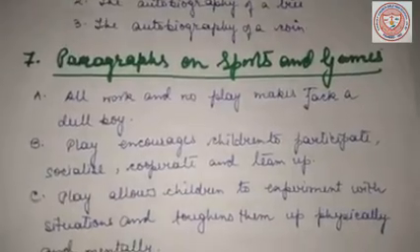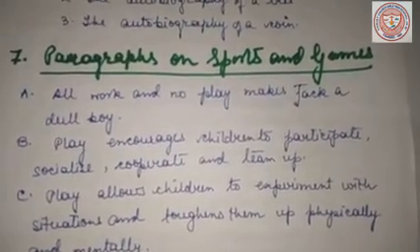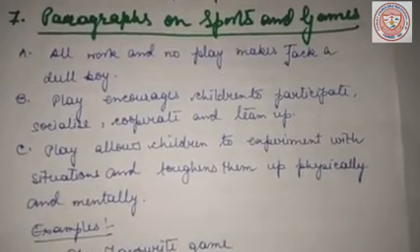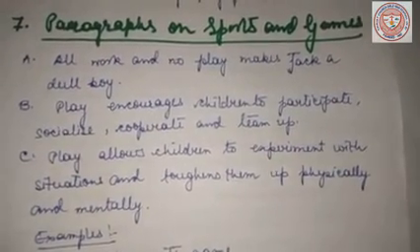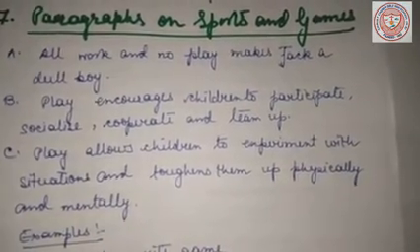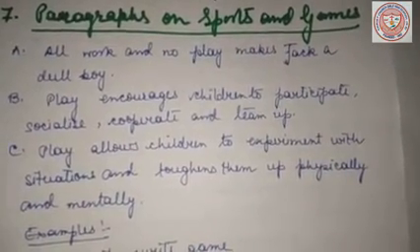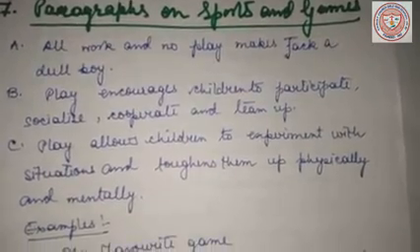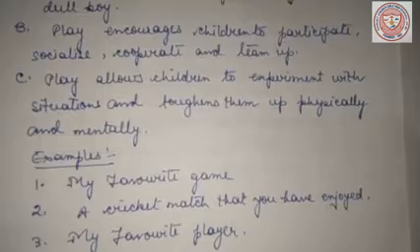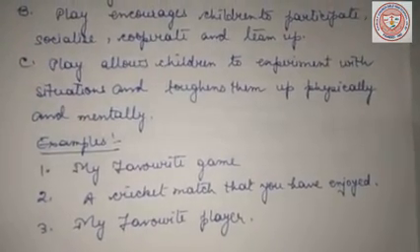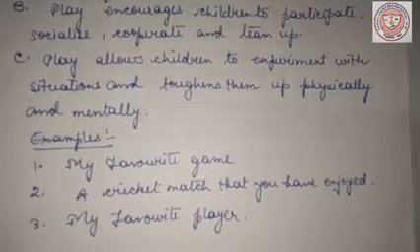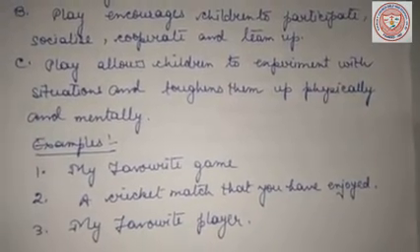Number 7 is paragraphs on sports and games. All work and no play makes Jack a dull boy. Play encourages children to participate, socialize, cooperate and team up. Play allows children to experiment with situations and toughens them up physically and mentally. Examples in this category would be my favorite game, a cricket match that you have enjoyed, my favorite player.